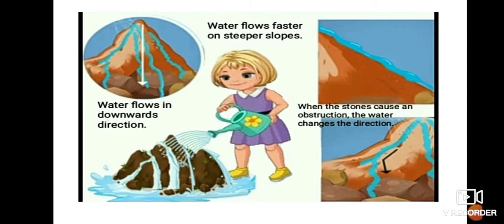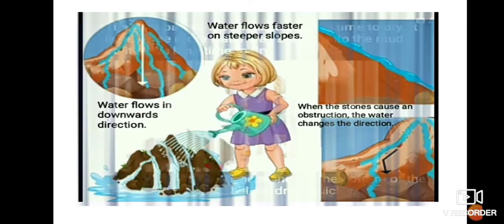Let's see some questions and answers. In which direction does the water flow? Water flows in a downward direction. How does the water flow on the steeper slopes? Water flows faster on steeper slopes. And what happens when the stones cause an obstruction? When the stones cause an obstruction, the water changes direction.